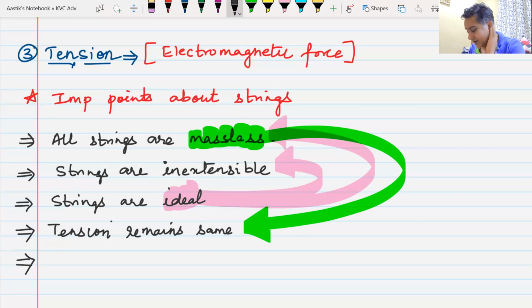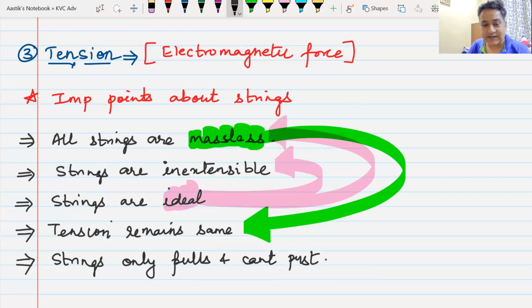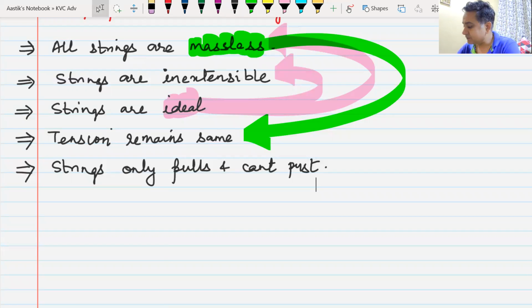The tension in the string remains same. Tension can only pull and can't push. Strings, instead of tension, you can write strings can only pull. Strings can only pull and can't push. Therefore, tension would be such that it will always try to pull the object. Tension of a string cannot push the object. Do we understand this? Yes, sir.